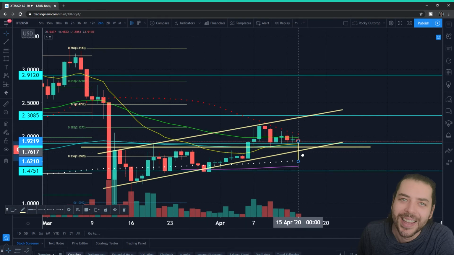And of course, should we break, so-called breakout to the downside, you've got the 200 simple moving average coming in there. That's where I would be looking at 162.